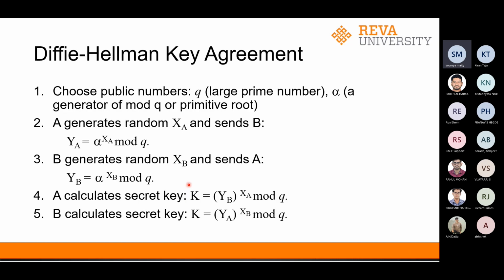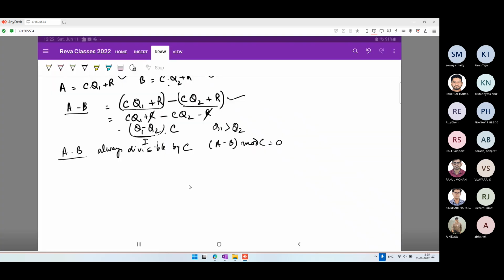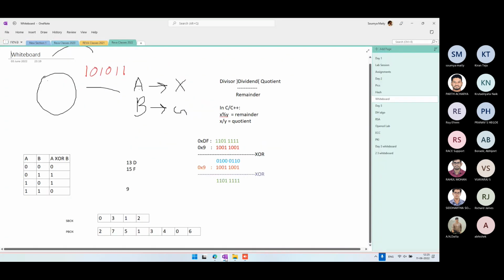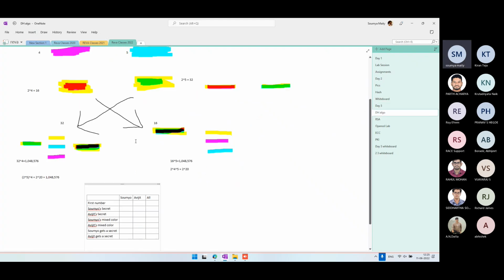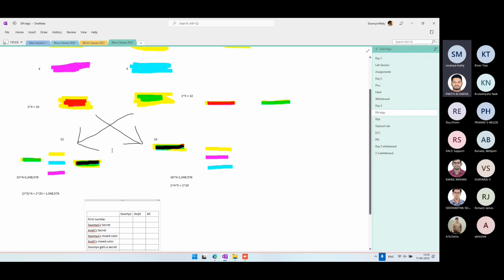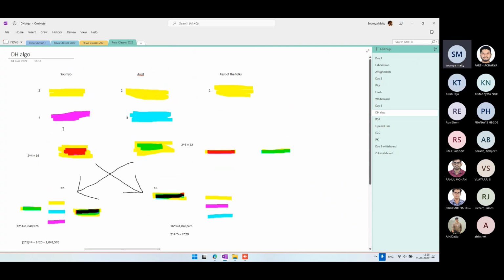You remember the Diffie-Hellman key agreement. Last day, when we discussed it, I think where is the last day's class? I think last day we discussed this thing, right? And we took this number. Yeah, colors. Exactly, the colors. And then we explained with some numbers, right?